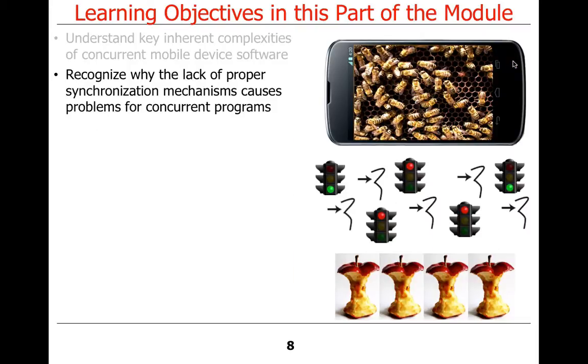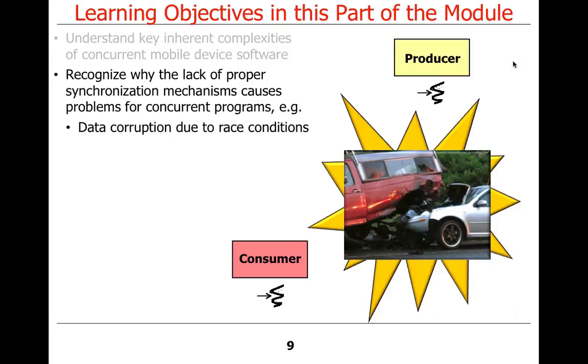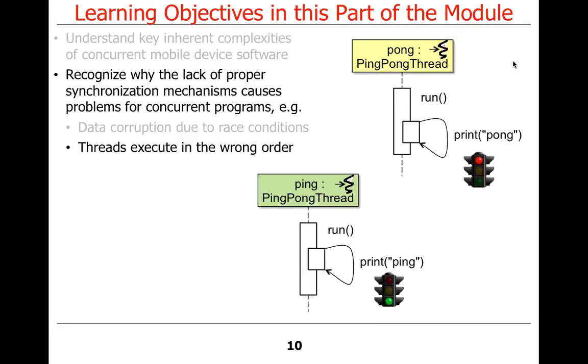As we do this, I'm going to show you a bunch of examples to make the point a lot more clear. I don't know about you, but I always feel better if I see working code, right? Just talking conceptually is a little bit too abstract. So we're going to show some code examples to illustrate what goes wrong when you don't use synchronization properly. The things we're going to talk about are data corruption due to these things called race conditions, and also having threads execute in the wrong order. They fail to coordinate their activity properly.